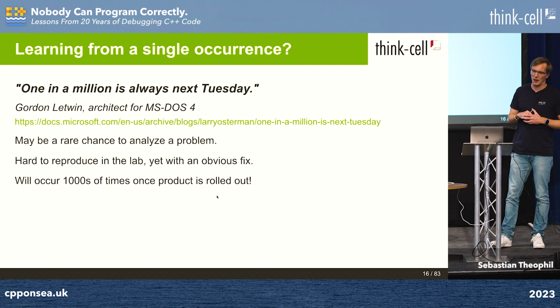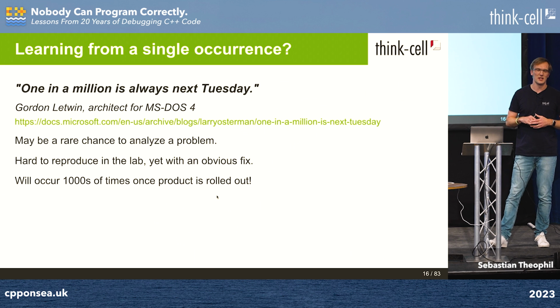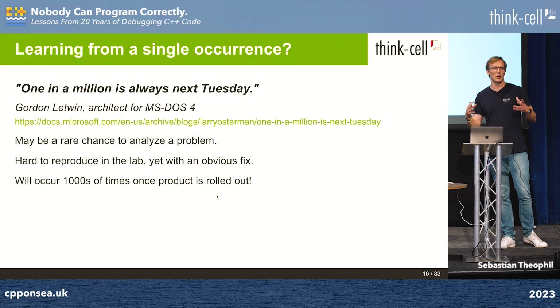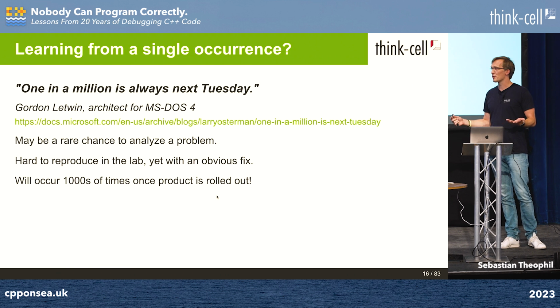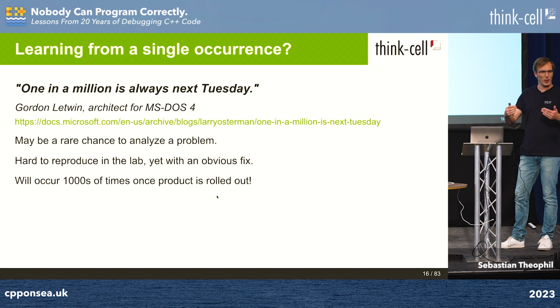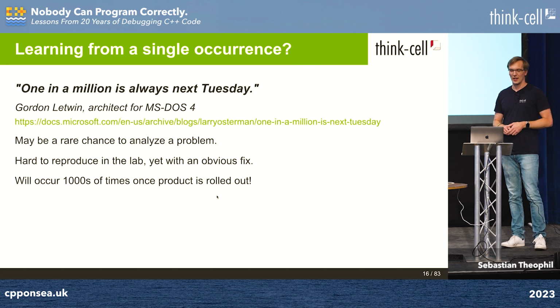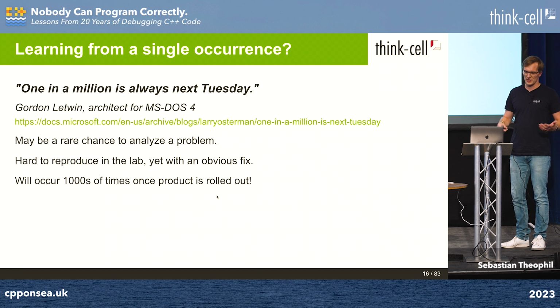There's this famous quote here by Gordon Ledwin, "1 in a million is always next Tuesday." And what he meant originally was that computers had become so fast by the time he wrote MS-DOS 4 that even a situation that had only a chance of 1 in a million of occurring would occur by next Tuesday. Here it's the same. So maybe that's your lucky day and you have a chance to look at a very rare problem, a bug you will never see again, a bug that is hard to reproduce. But maybe it would have an easy fix if you would just look at it now. And you can be sure that when you ship your software to 1 million customers, that problem will occur 1,000 times.